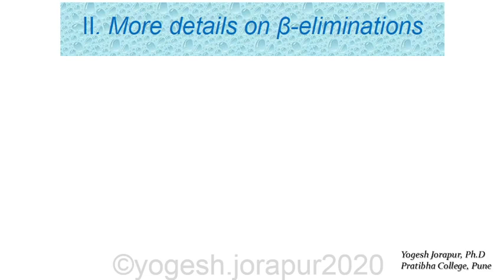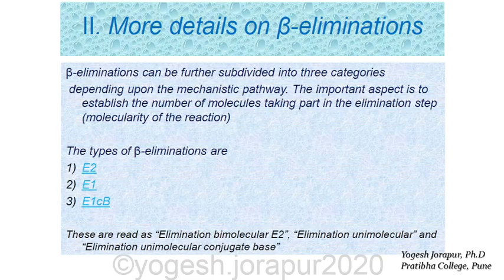Today, in this third video, I'm going to talk about the various types of elimination reactions, that is E1, E2 and E1CB. So let's begin with beta elimination. Beta elimination is nothing but your 1,2 elimination.